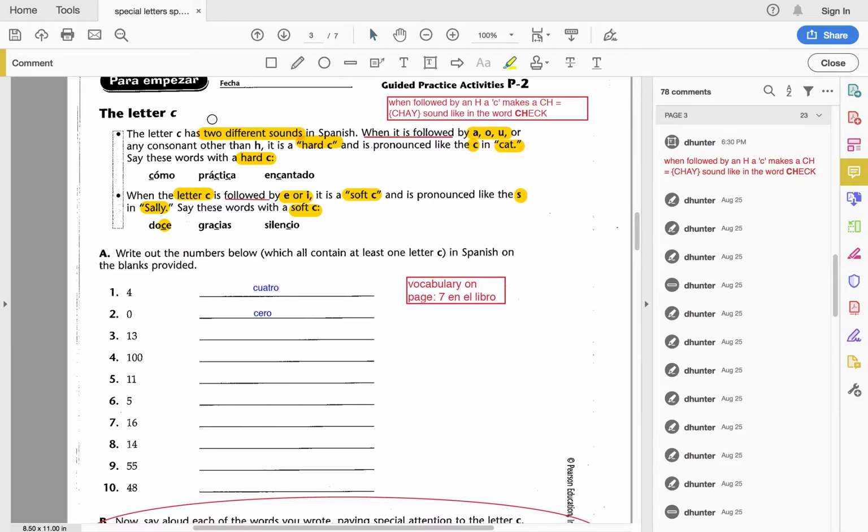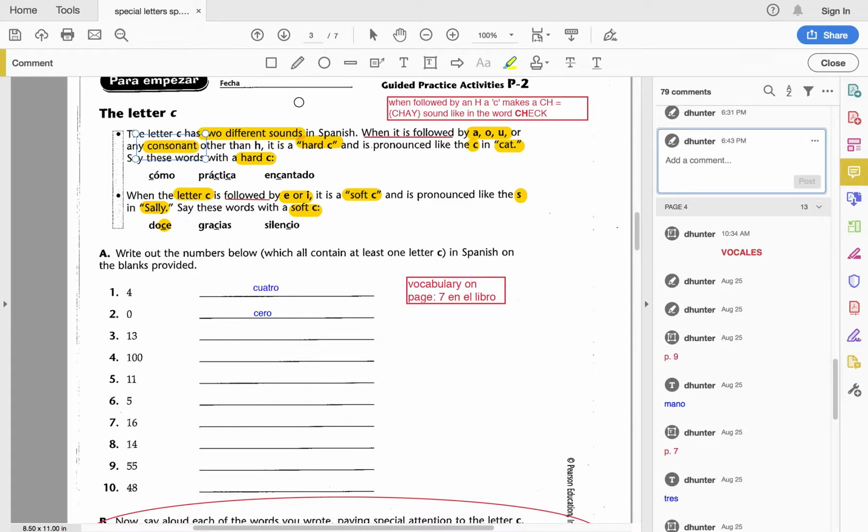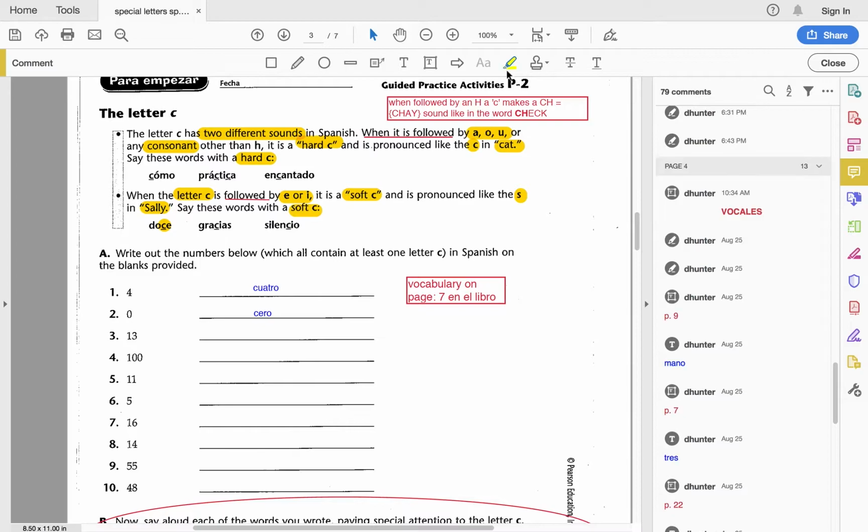Now I'm going to highlight this word consonant, but consonant is just a special name for all other letters. Consonants would be R's and T's and D's, right? Any letter that's not a vowel, any letter that's not A, E, I, O, or U. And you can add to that list, it said any letter that's a consonant that is also not an H. Because up here you can see when followed by an H, C makes a ch sound, or che is the name of the letter, like the word check. So that would be a little different.